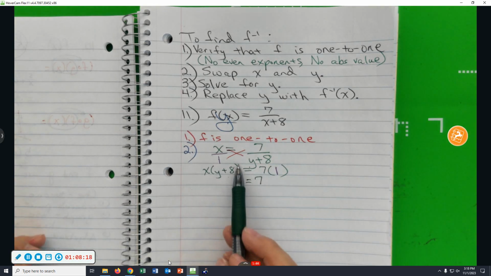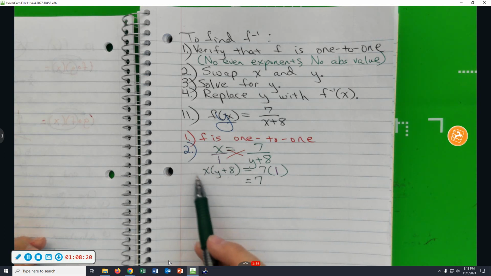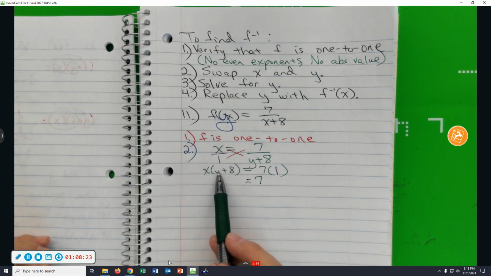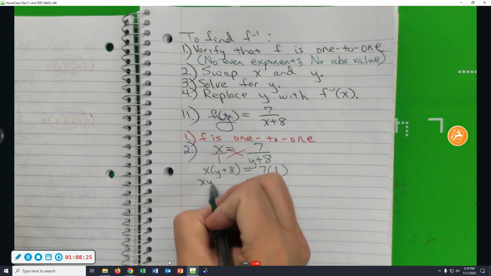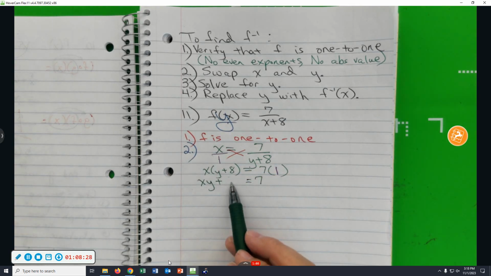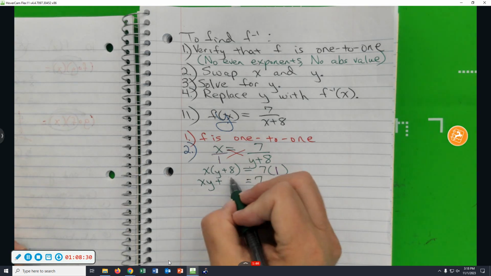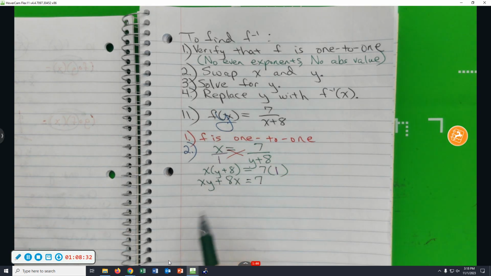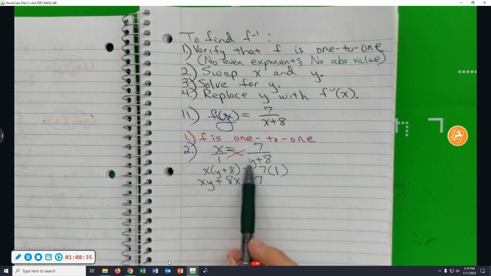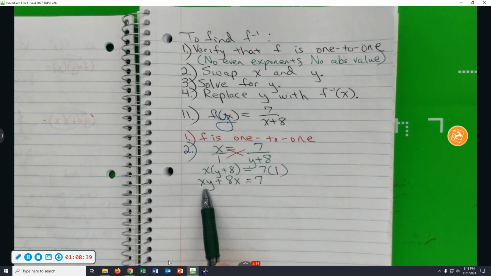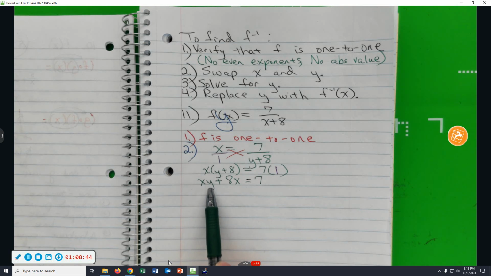What are we going to have to do here? To distribute. So x times y becomes xy plus 8x. I agree. We're trying to solve for y. We're trying to solve for y. We knew we had to get it out of the denominator. It's out of the denominator. So I want that y isolated. There's really only one correct next step. What is it? What are we going to do? We want the y term by itself.